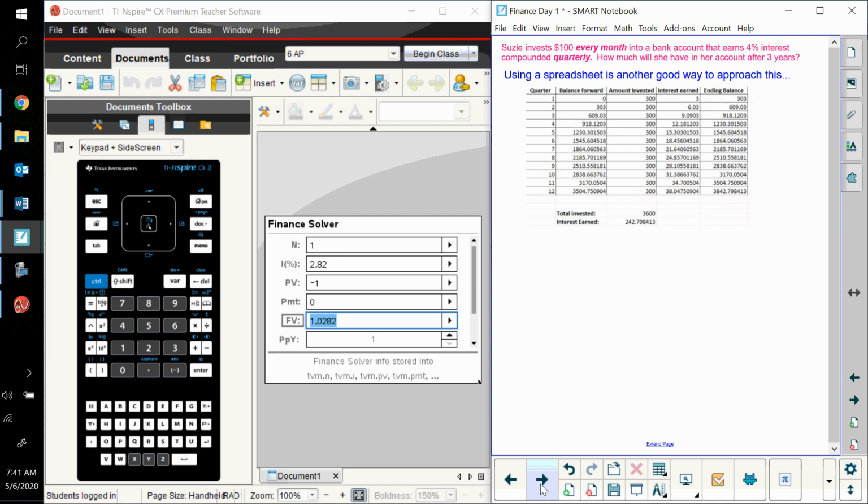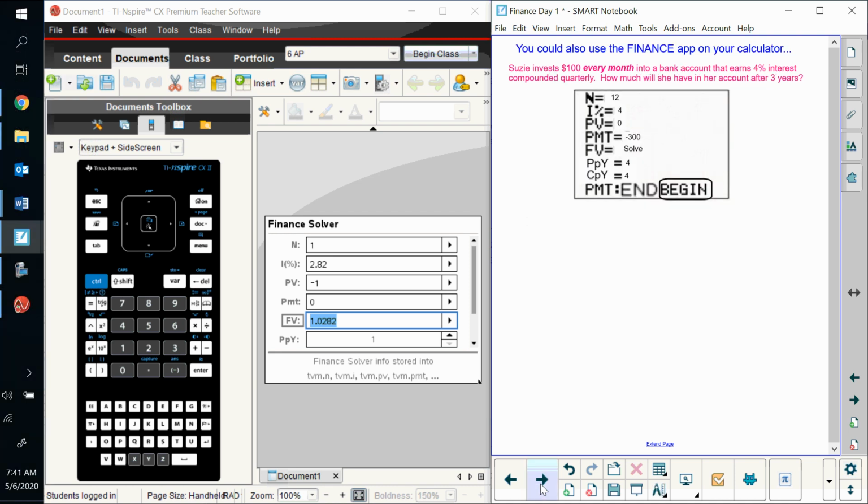So this could be done with a spreadsheet, but you'd have to recalculate it each time, which would be annoying.